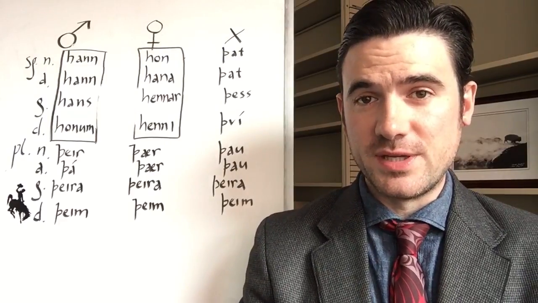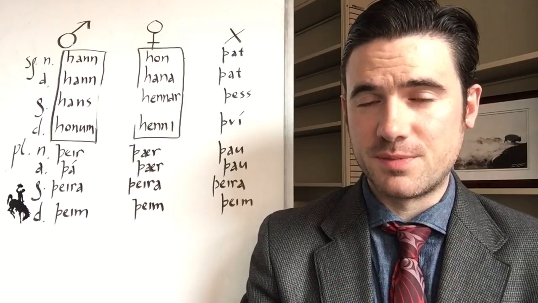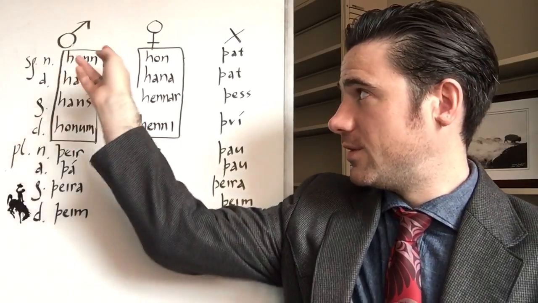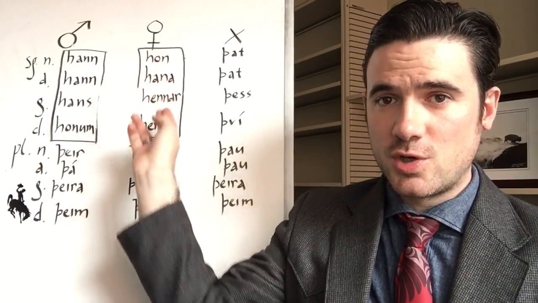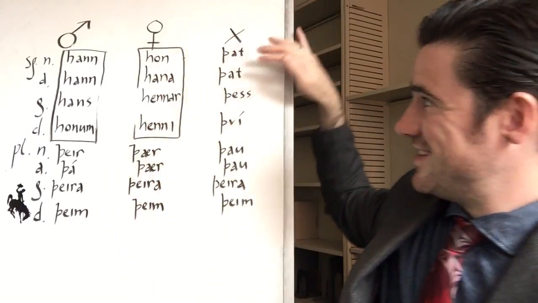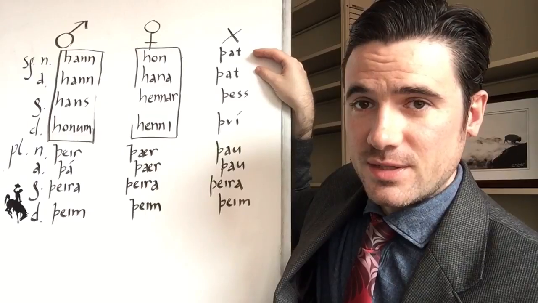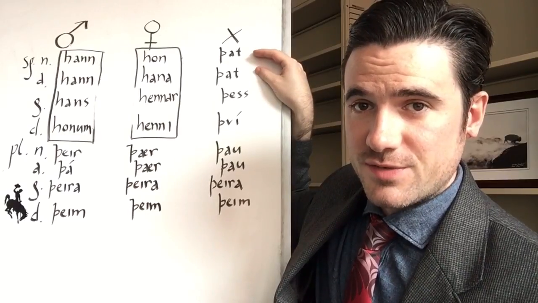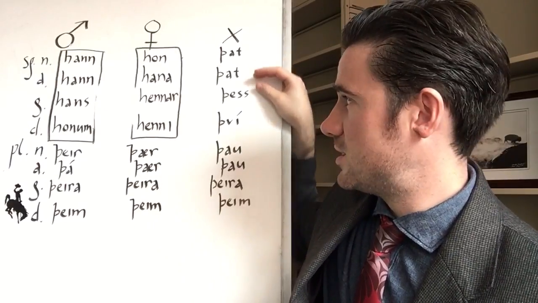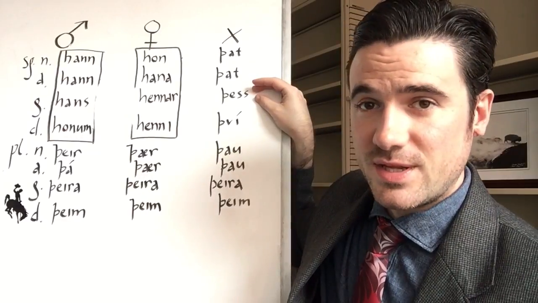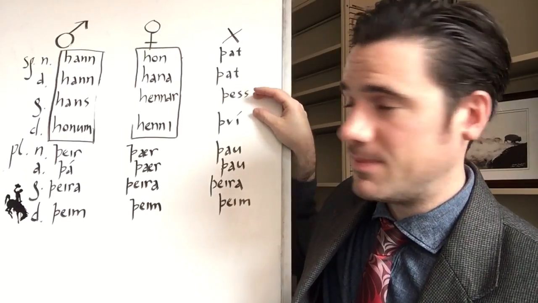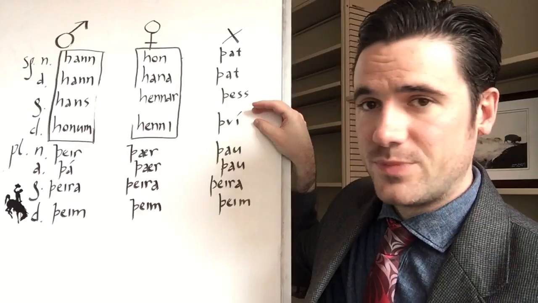All right, this is the complete set of third person personal pronouns. So we have he, him, his, she, her, her, and then here we have it, its. Notice, as usual, the nominative singular and accusative singular of a neuter are the same, thot, thot. The genitive singular is thess. This would be equivalent to English its without an apostrophe, and thvi, to it.